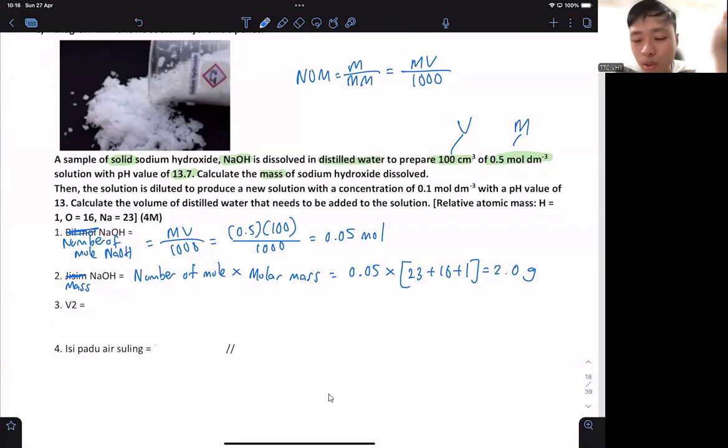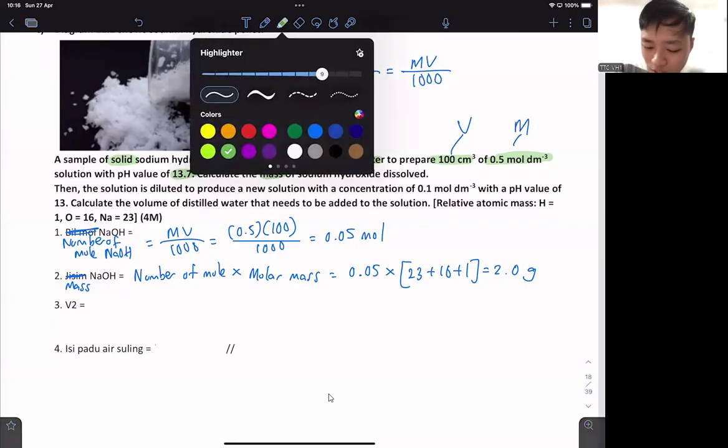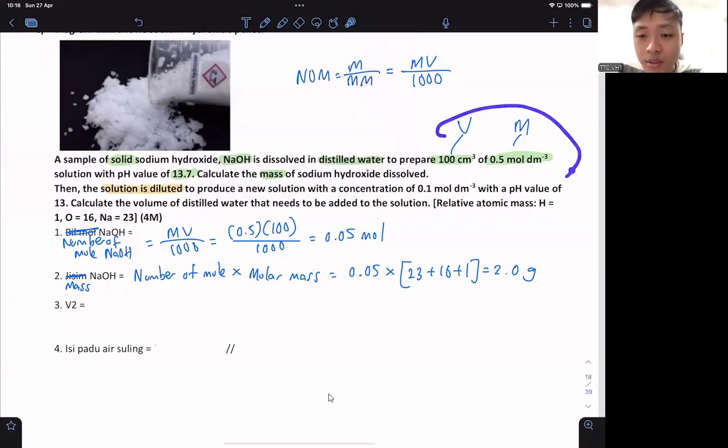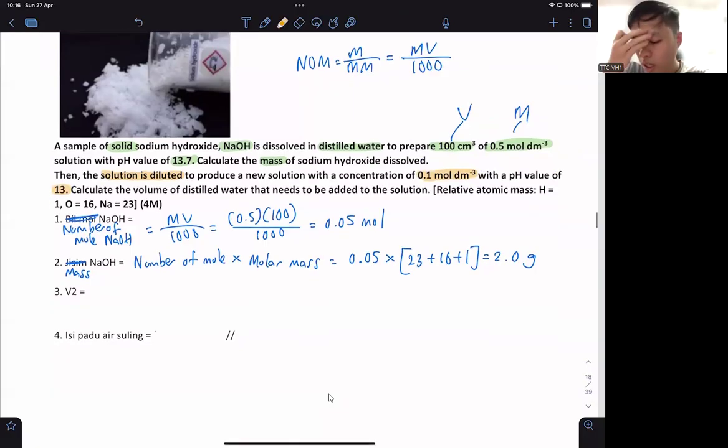But I haven't finished because they say another sentence. Then the solution is diluted. Diluted means I take the solution I just got, and then it undergoes dilution again. So you produce a new solution with a new concentration of 0.1, with a pH value of 13. They ask to calculate the volume of distilled water that needs to be added.